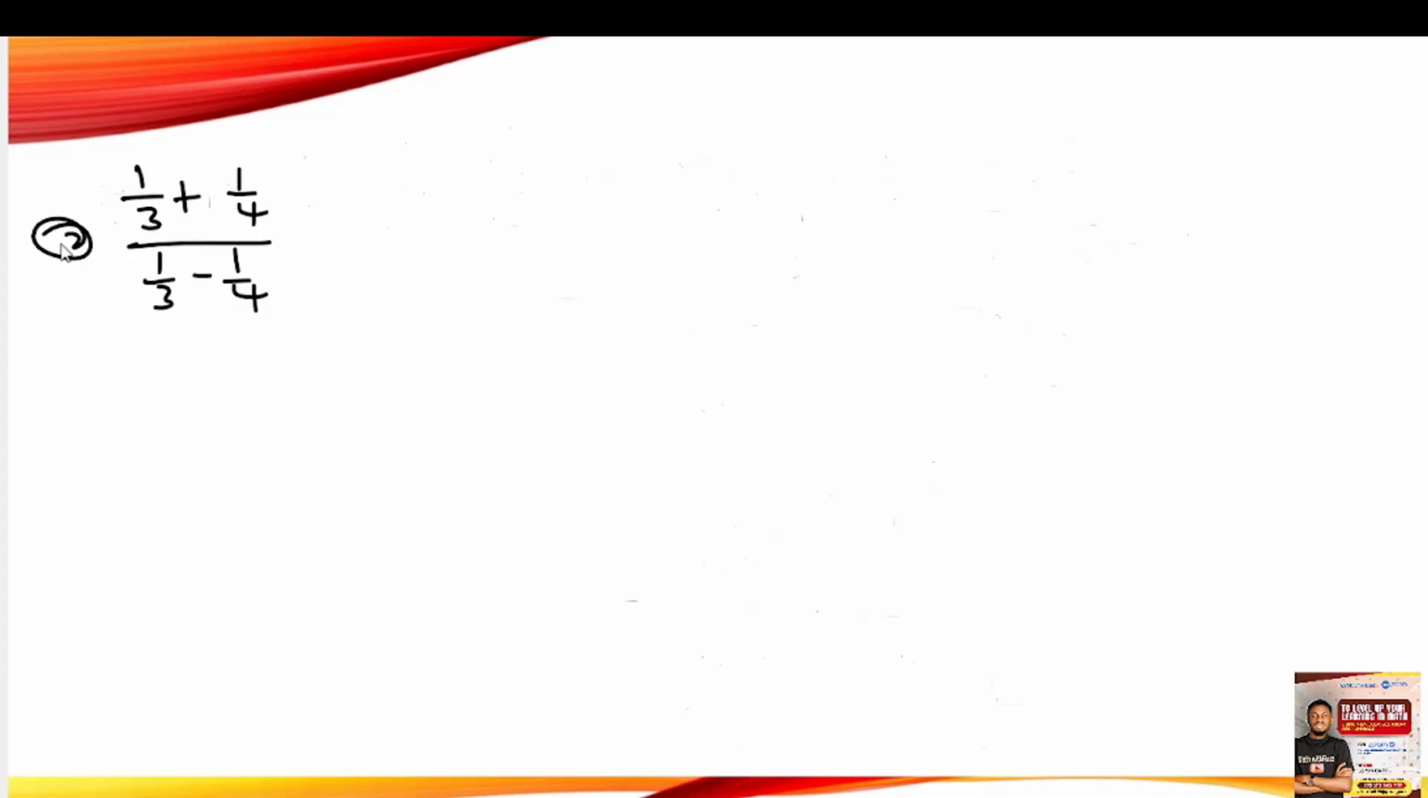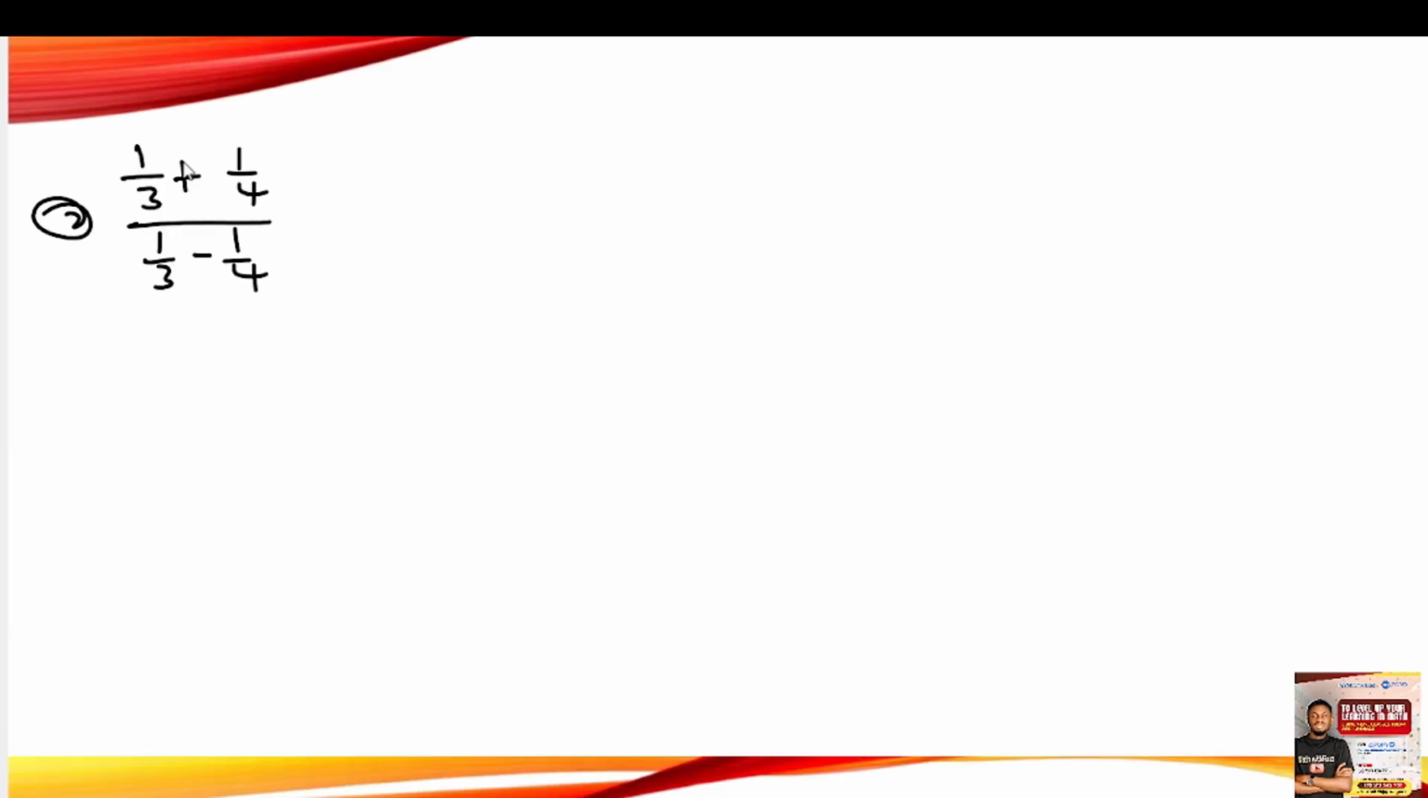Let's check if it is the same as what we have. So we have 1 on 3 plus 1 on 4, exactly the same thing that is here. And we have 1 on 3 minus 1 on 4 as the denominator part. Okay, now let's continue. So we have the fraction written down. Now the first thing to do, the whole of this numerator part, which is 1 on 3 plus 1 on 4, is being divided by 1 on 3 minus 1 on 4.